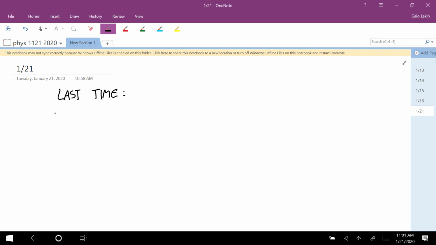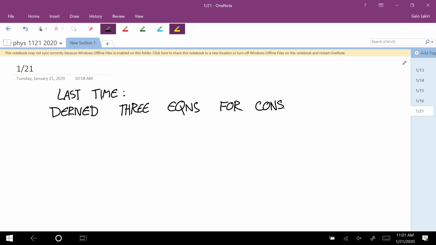But what we did last time is we derived 3 equations that are useful for constant acceleration problems. If the acceleration is changing, then you can't use these. We derived 3 equations for constant accelerations. This is important. So we're going to do a lot of problems where acceleration is constant, but that's not always the case.